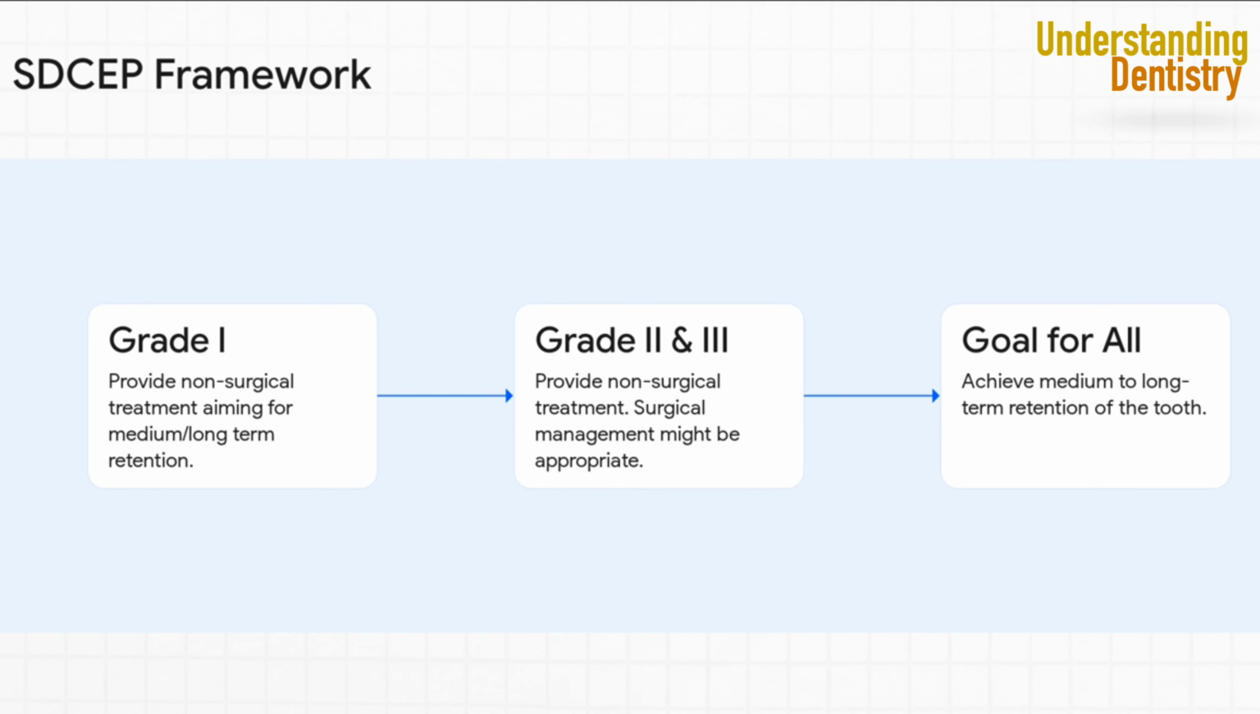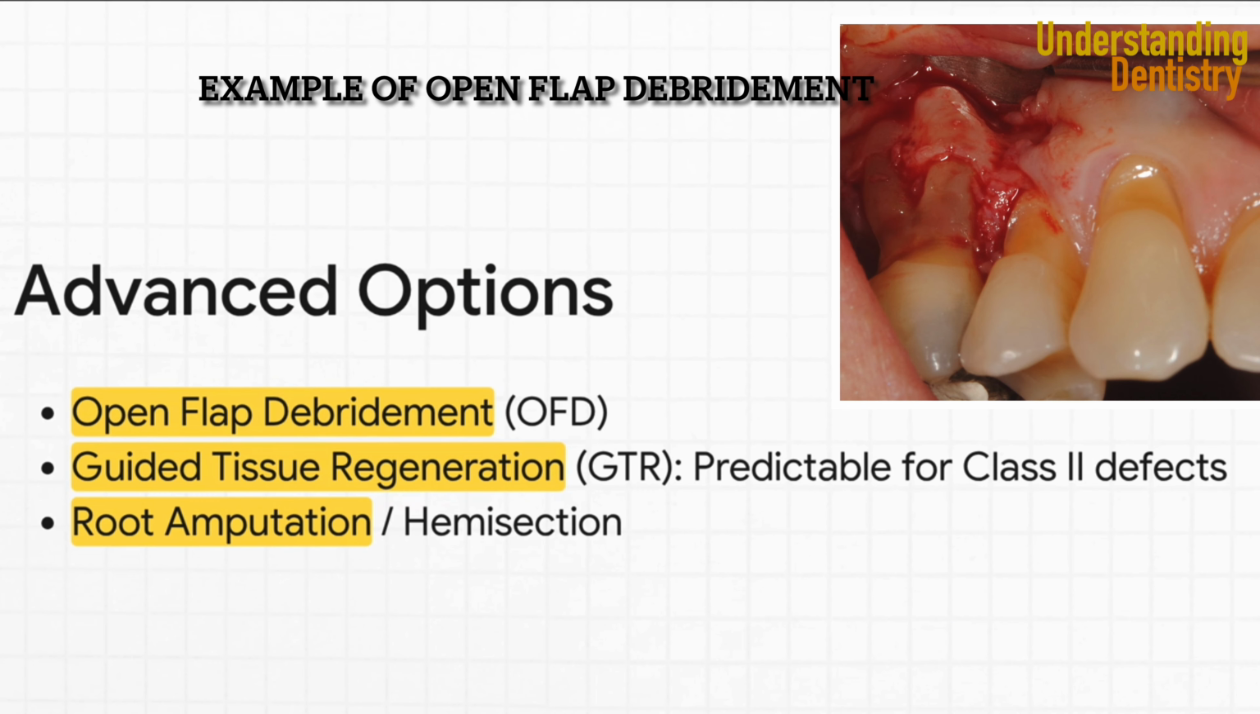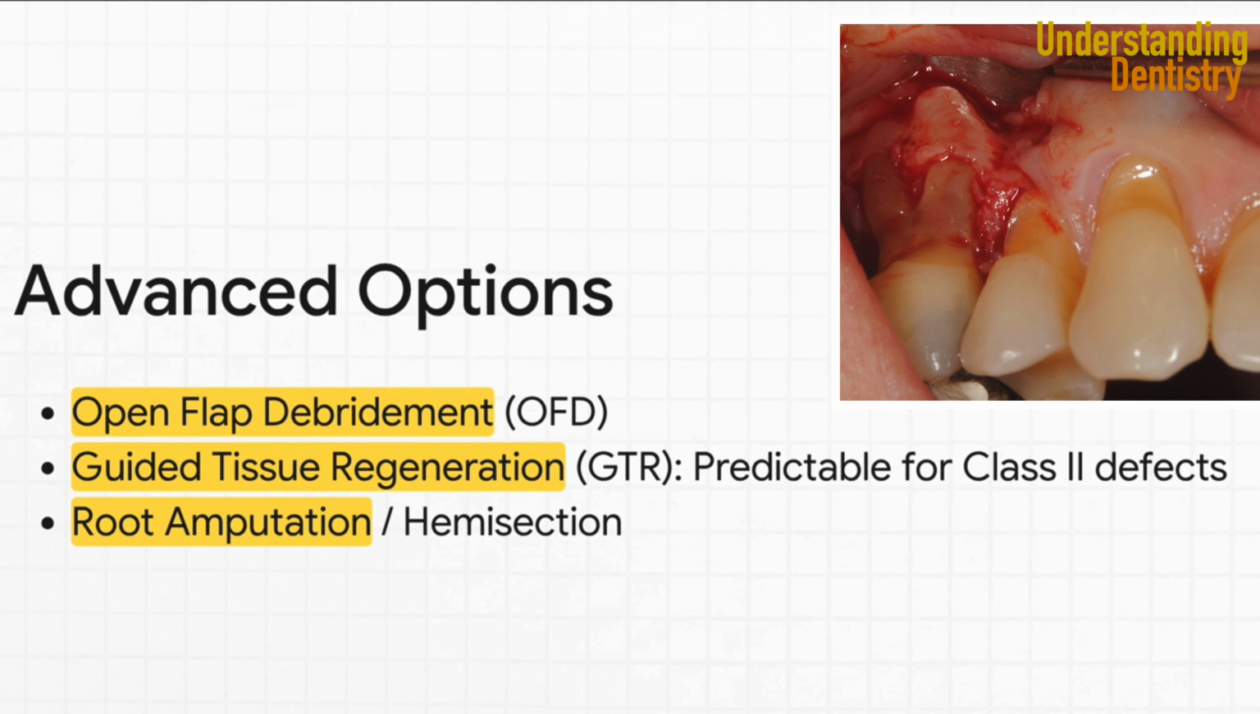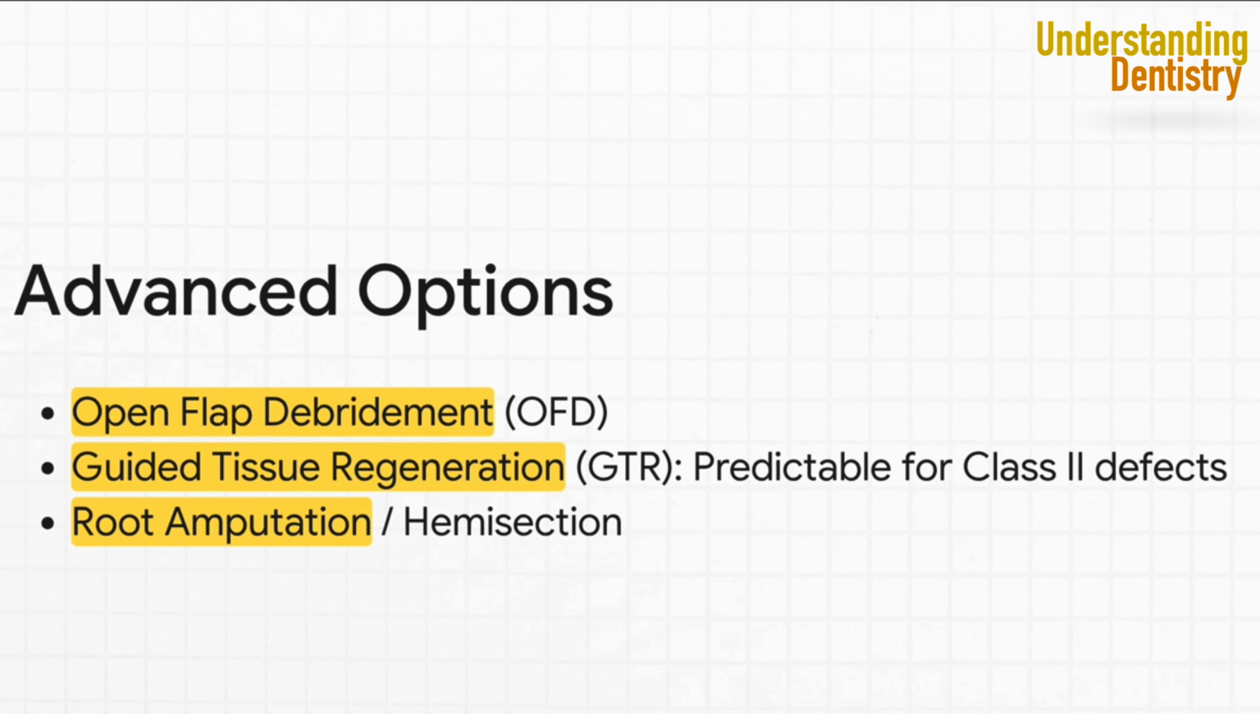It's not the default. But non-surgical therapy isn't our only play. We have more tools in the toolbox for the right cases. Things like open flap debridement, or root resection, or regenerative procedures should definitely be on the table. And for those class 2 furcation defects, guided tissue regeneration, GTR, is still showing the most predictable results.